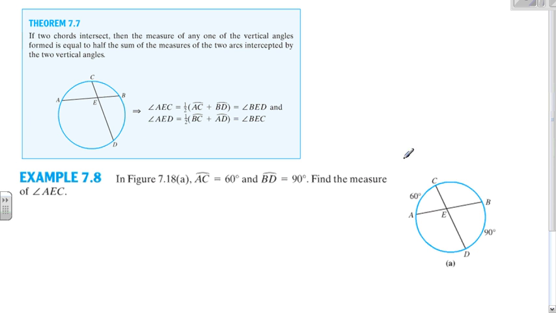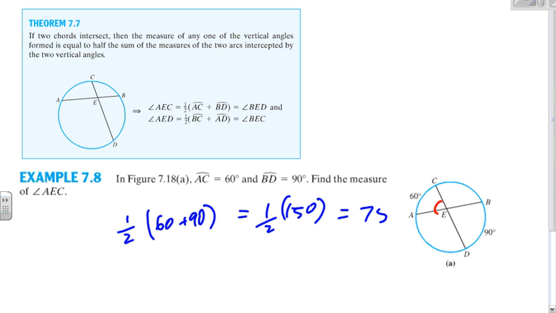So here we have an example where one arc formed by these two chords is 60, the other is 90. So the angle formed in between is, I'm trying to find the angle AEC, this one, but they'll be equal. The angle formed is half the sum of the two arcs. So it's half of 60 plus 90. It's half of 150. So the angle is 75 degrees.